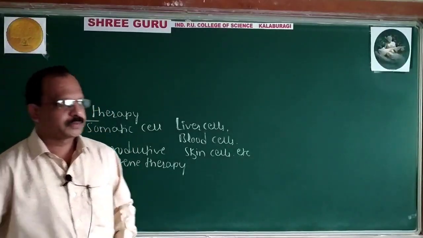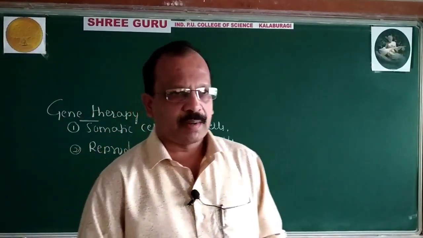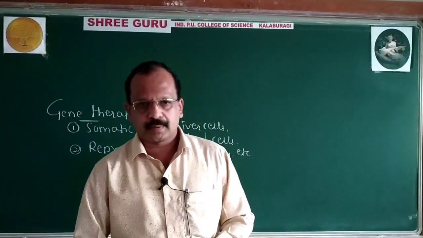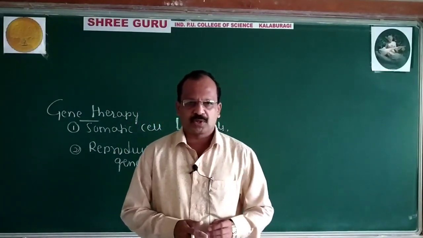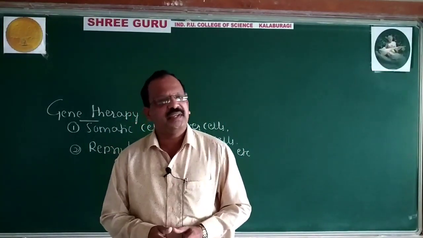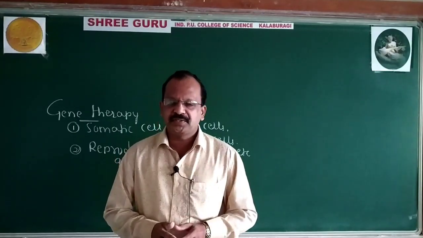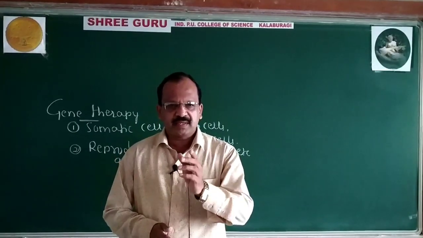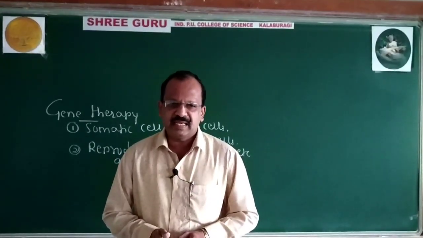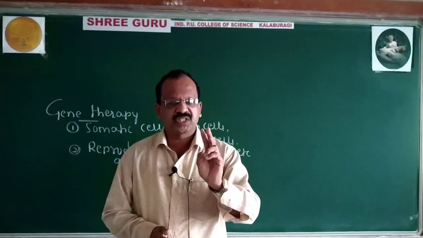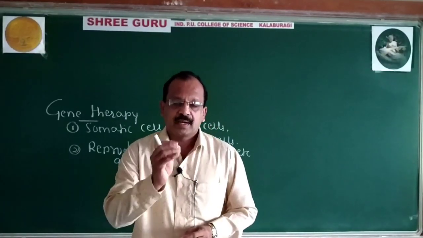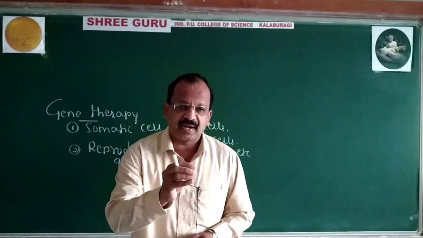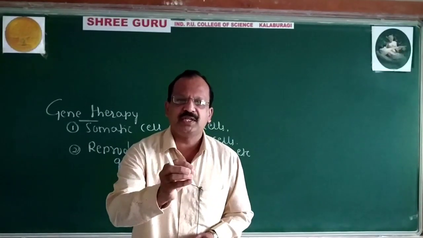So dear students, in the previous class we came across a very important matter, insulin production. In the year 1983, an American company, Eli Lilly, synthesized two sequences of DNA corresponding to the A and B chains of human insulin.